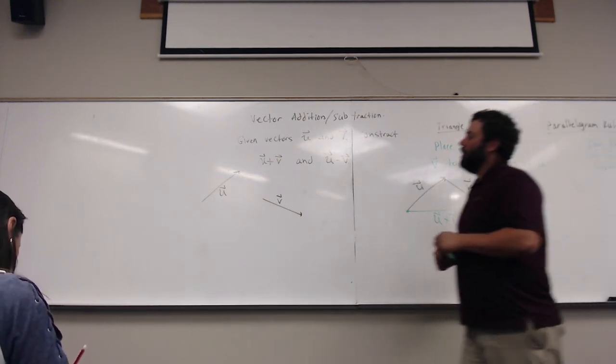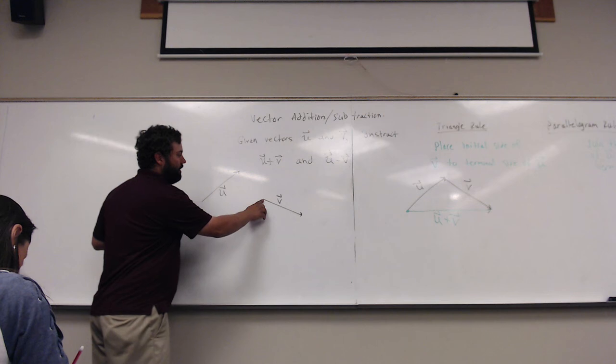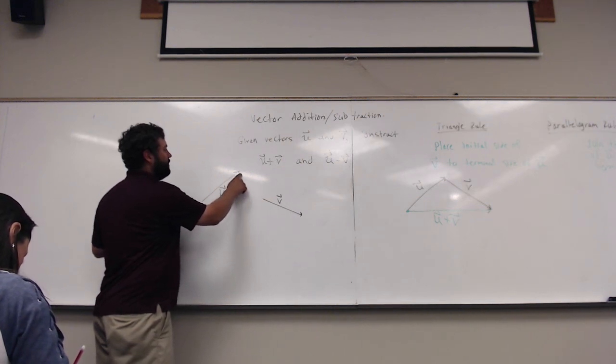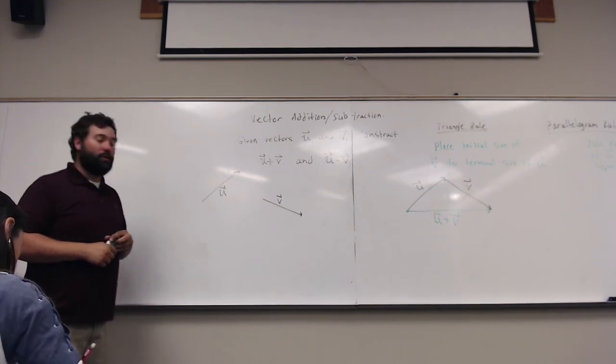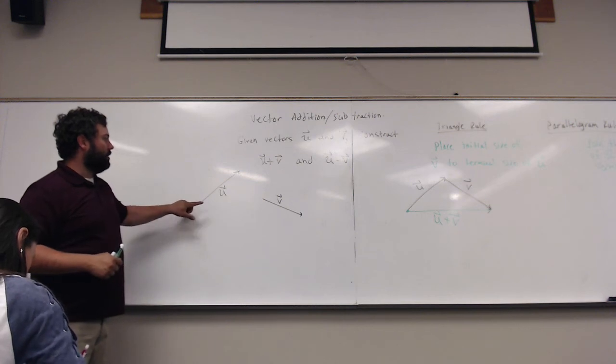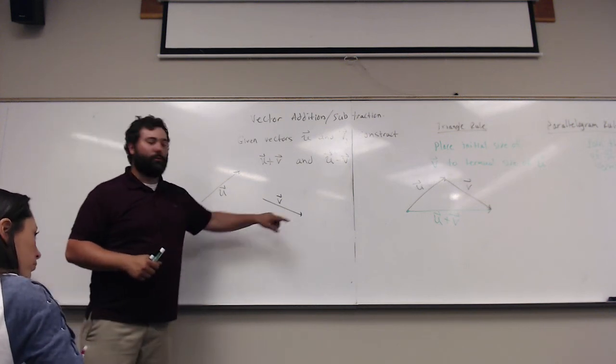So again, using the triangle rule, put the initial side of the second vector onto the terminal side of the first, and then draw an arrow from the initial side of the first to the terminal side of the second.